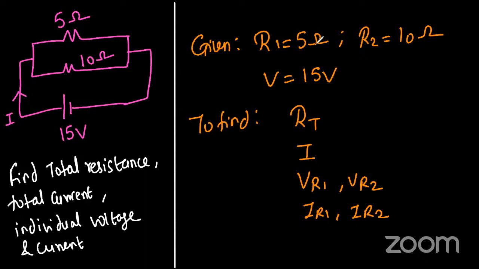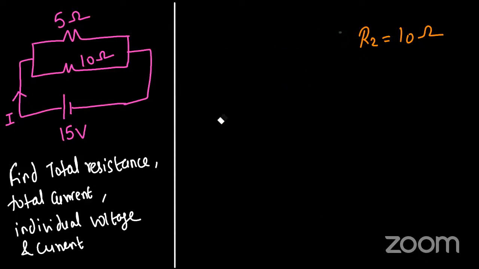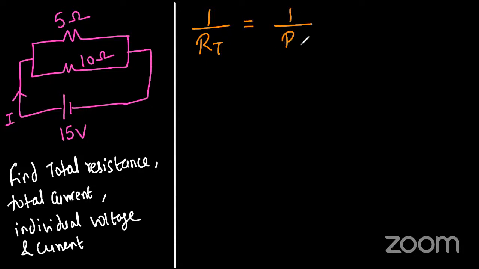Sure. Let's start with the answer. So first we'll find the total resistance. See how to find total resistance? 1 upon RT, because in parallel it is 1 upon R1 + 1 upon R2. अब ये सबको पता होना चाहिए, बिकॉज लास्ट लेक्चर में लिया था हमने.